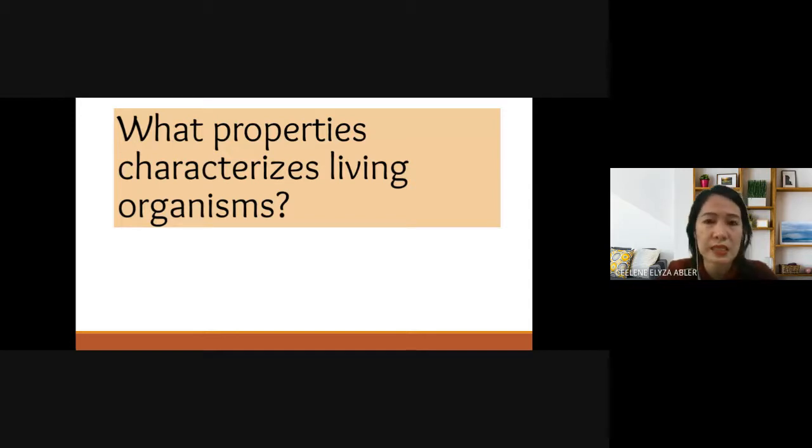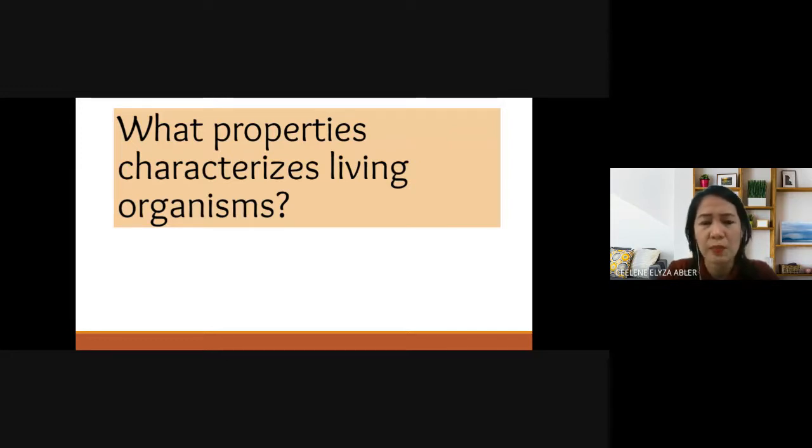Remember that this is the subject biology. So, bio means life, and logy is from the logos na Latin na term. It means study. So it's the study of life. So paano mo siya ma-distinguish as a living organism? Ano yung characteristics ng isang living organism? So that's the first thing that you have to understand sa inyong mga modules, which is the first task na nandyan.